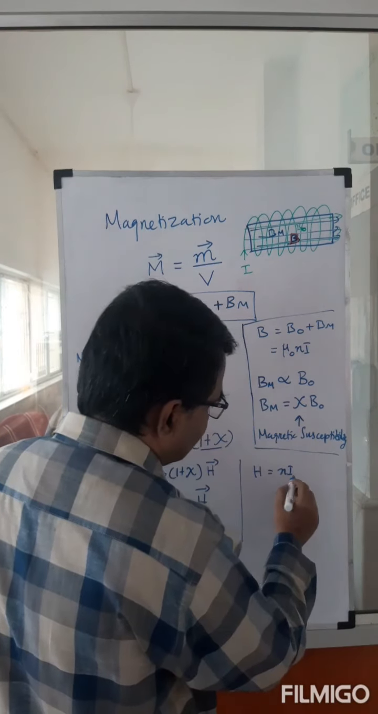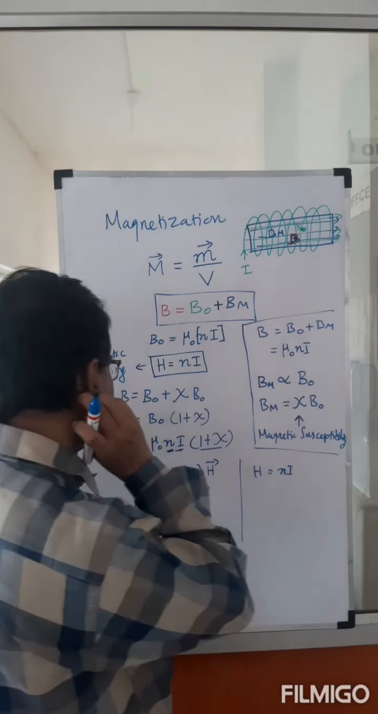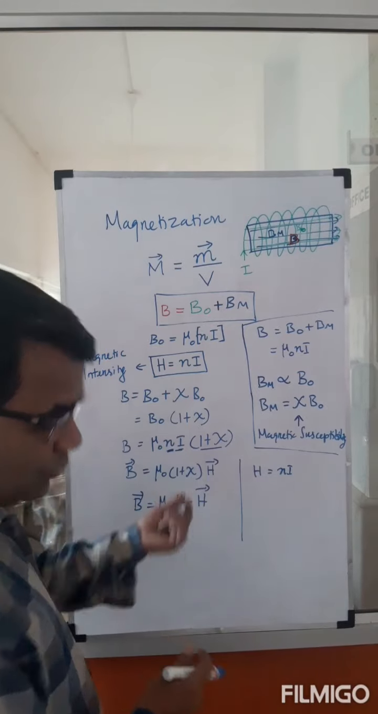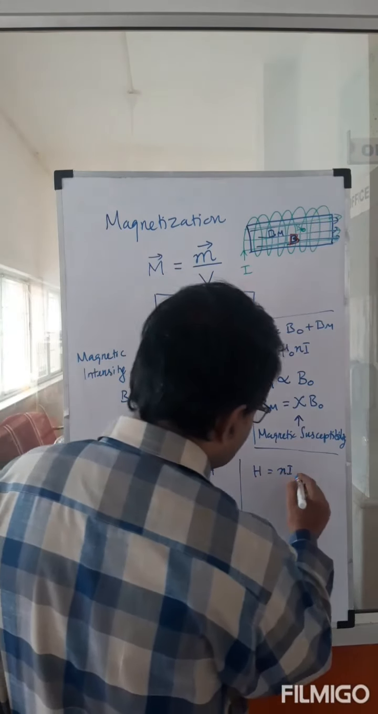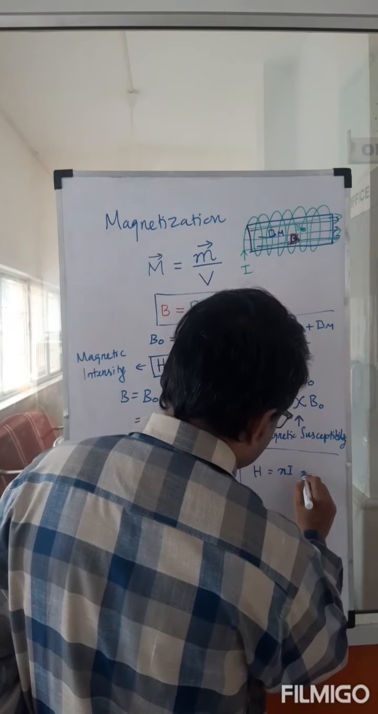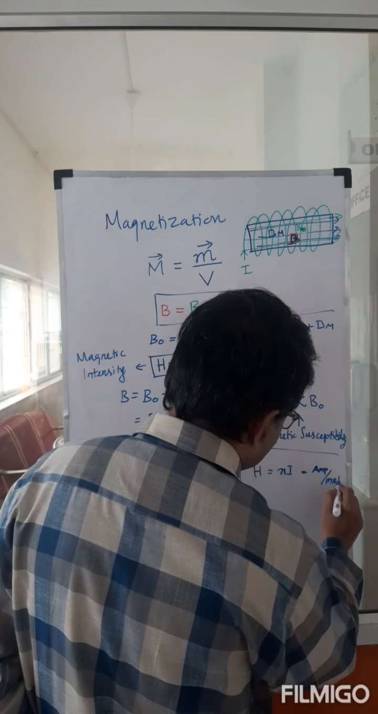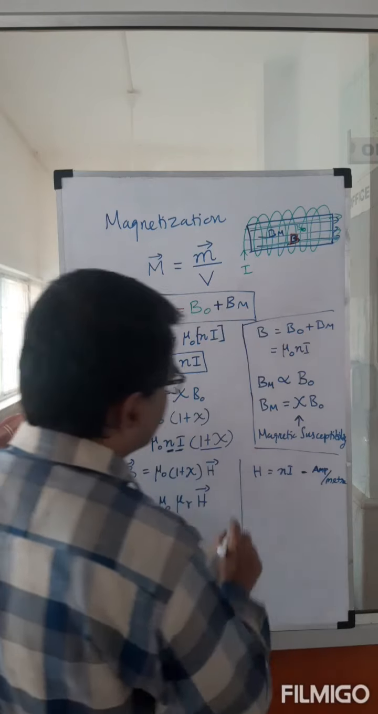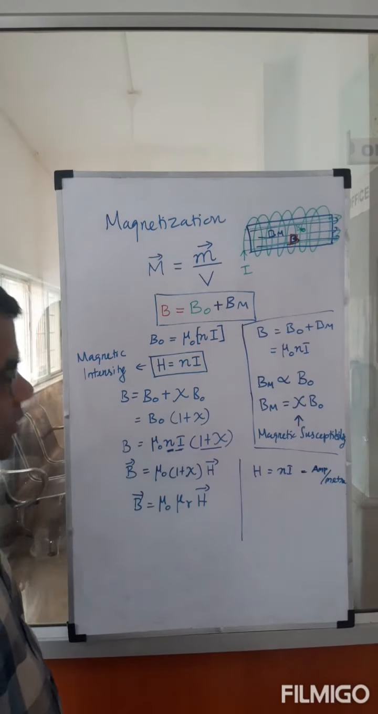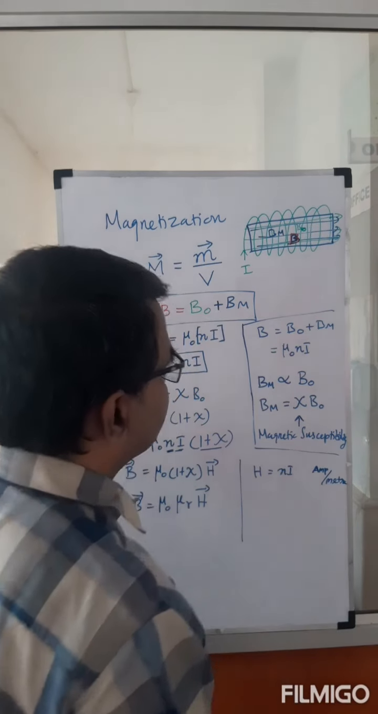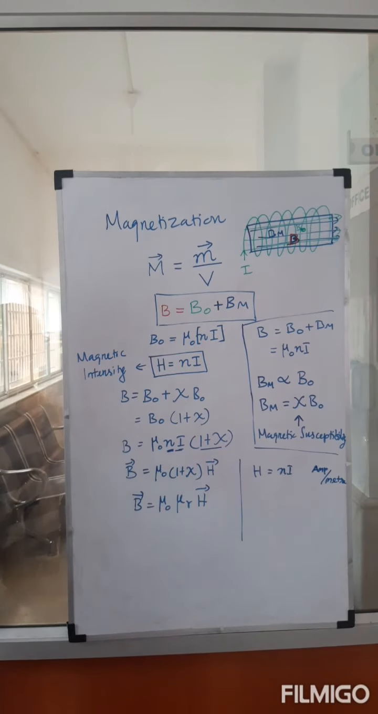If you were to get the unit for this, it is going to be ampere per meter. So that's the unit that you get for this. Ampere per meter. That's the unit for H.